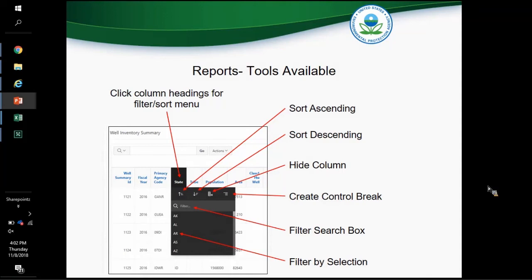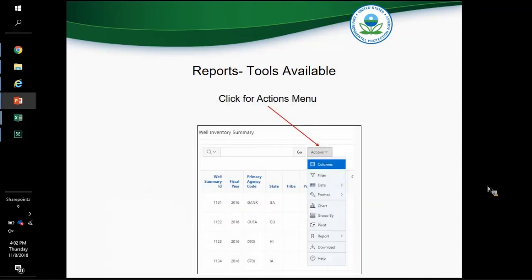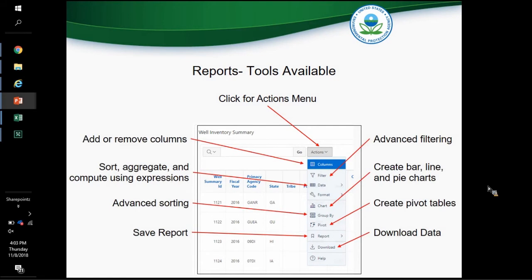In the data listing, each column heading can be clicked, and once clicked, a menu appears with options to sort ascending, sort descending, hide column, create a control break, and filter. The actions menu is a very useful tool for data filtering, sorting, and analysis. When it's clicked, a list of options appears. Options include advanced filtering, creating bar, line, and pie charts, creating pivot tables, data download, add or remove columns, sort, aggregate, and compute using expressions, advanced sorting, and save report.